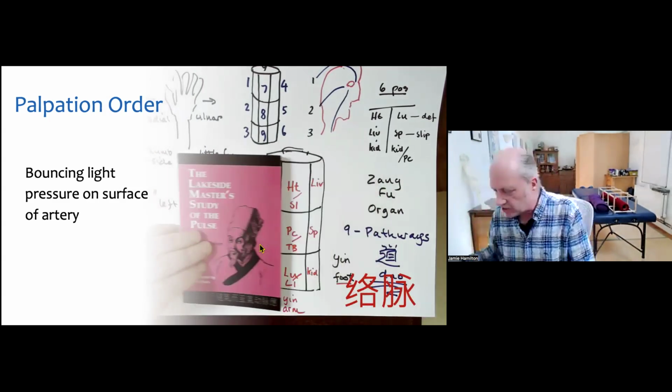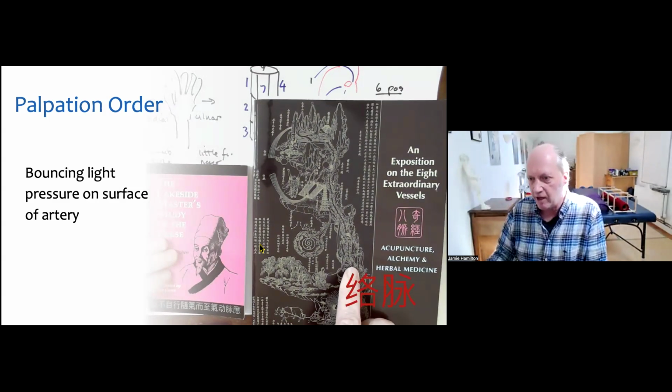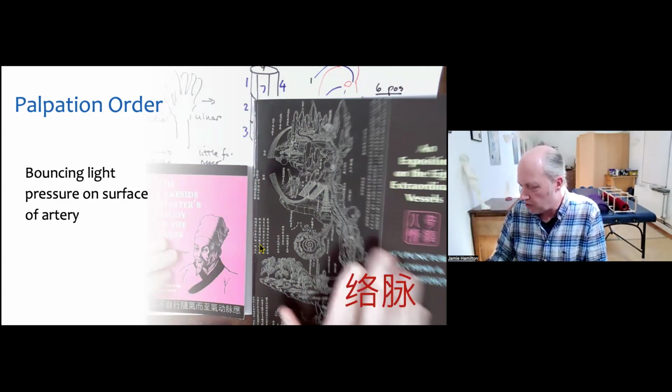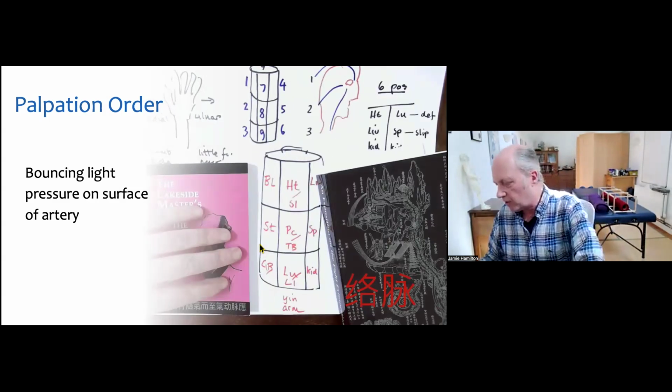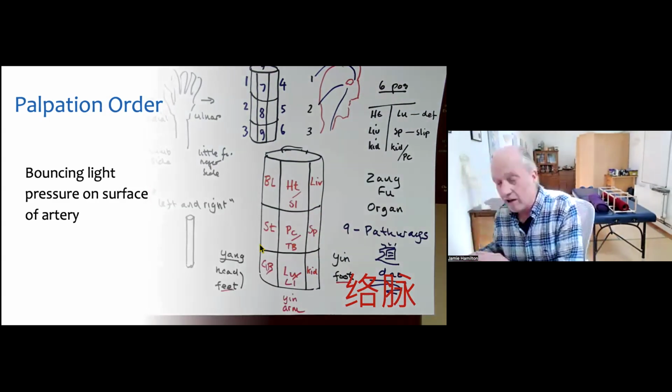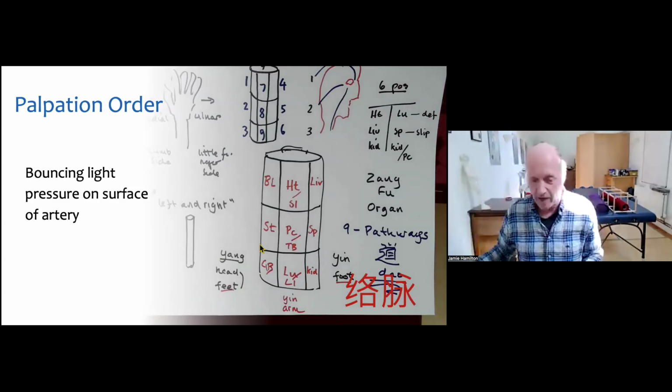So I think that we should take him also at face value and use this incredible exposition about the 8 extraordinary vessels and think that this is reliable, basically, because he seemed to be an amazing practitioner.